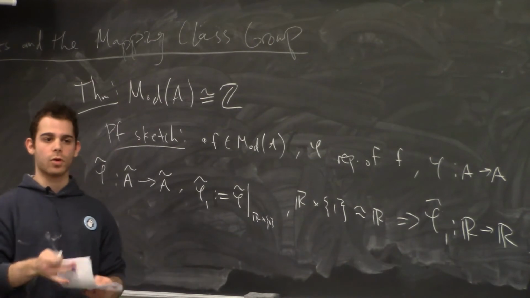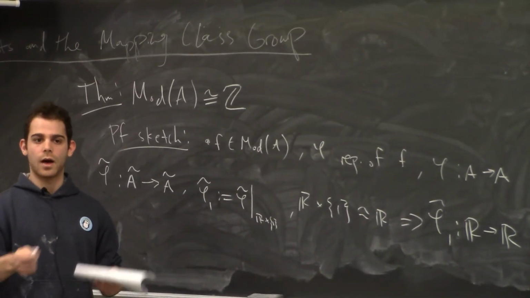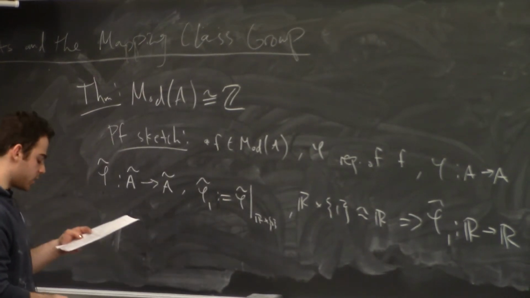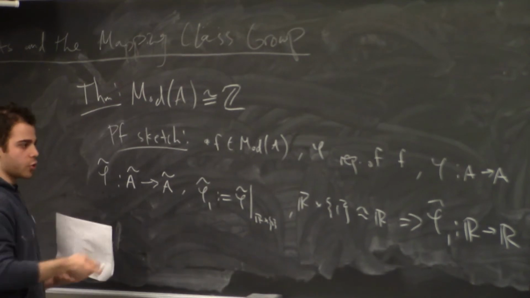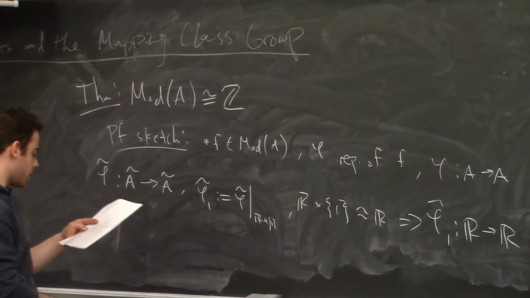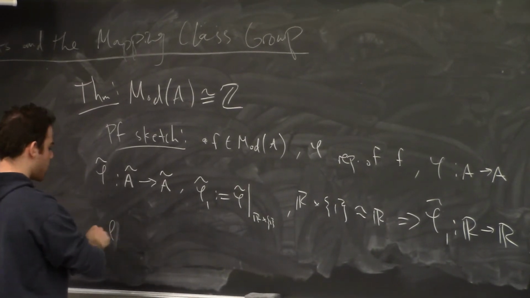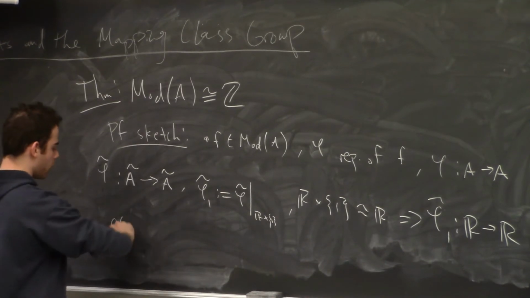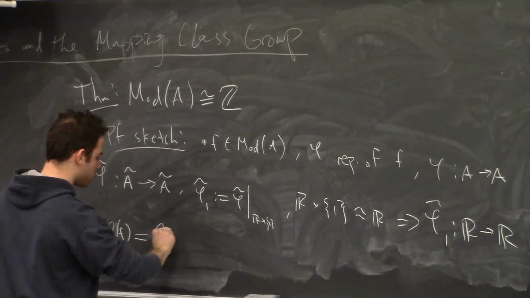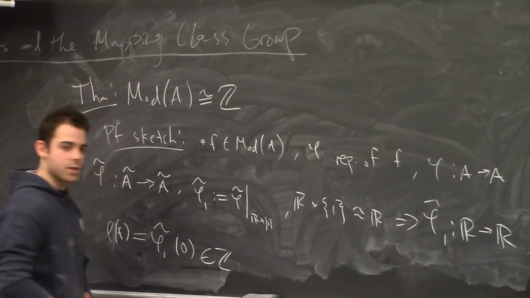Because if it has the form x maps to x plus n, then 0 is just going to map to n, and now we have uniquely determined this phi1 tilde. And so, because the integer translations of R, it's just the integers, right? Like these are all the possible translations, then we can just construct this map rho, which takes in this f, and this is just going to equal phi tilde 1 of 0. And this is going to be an integer.